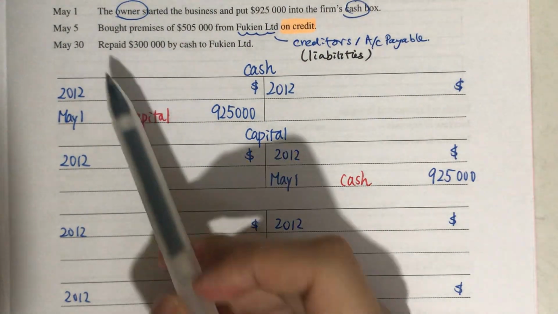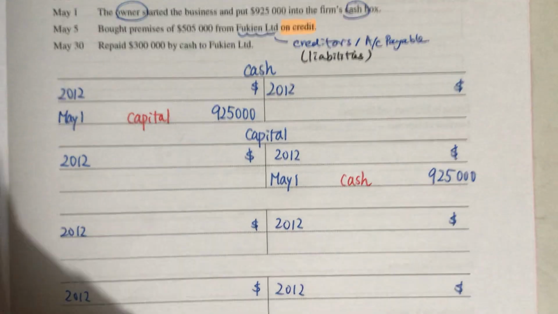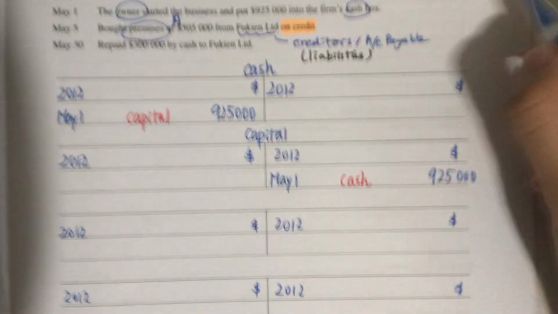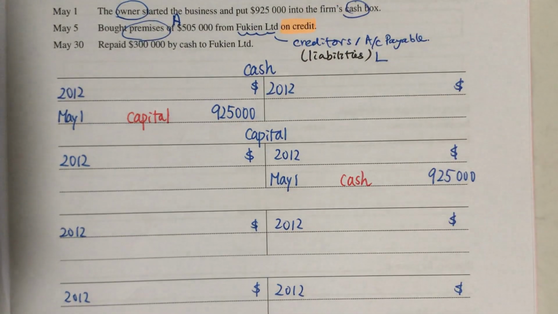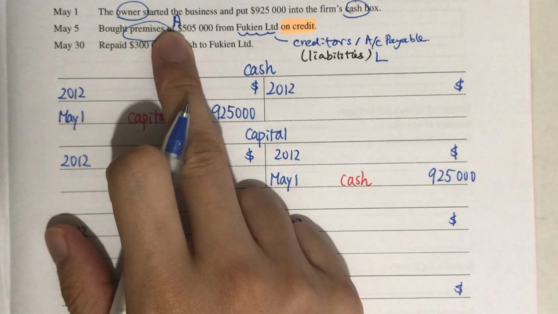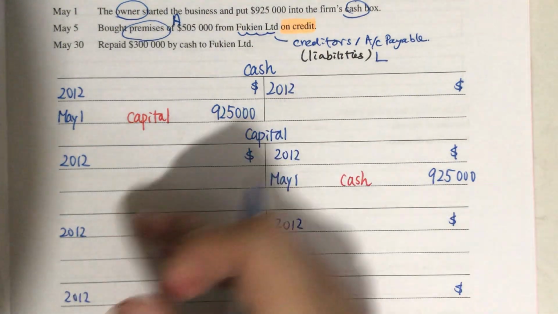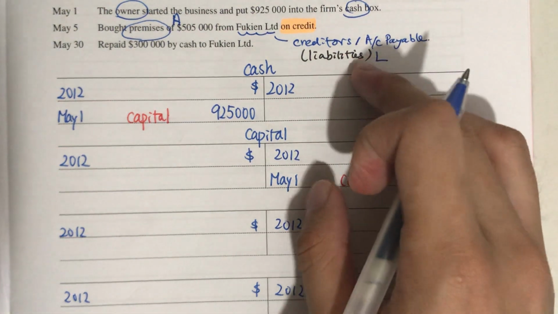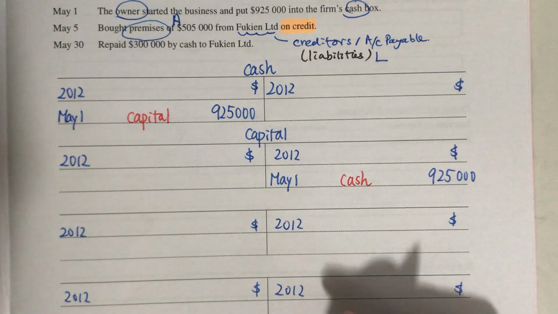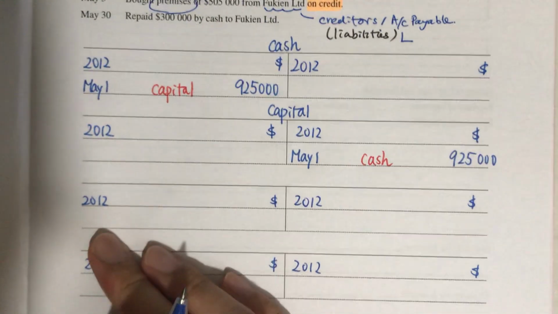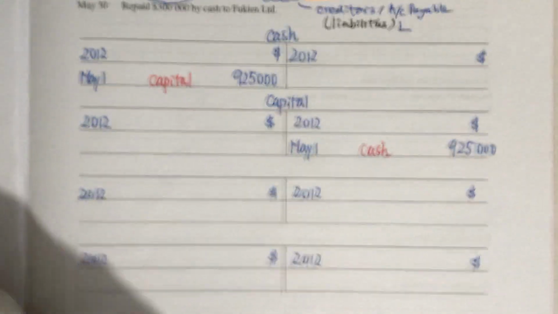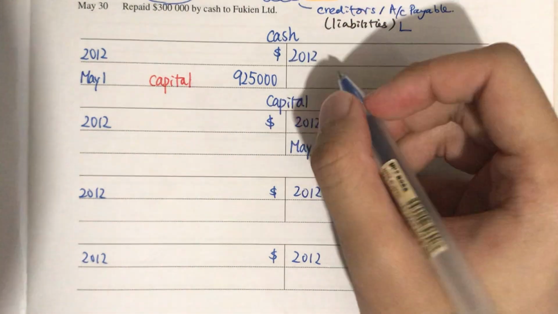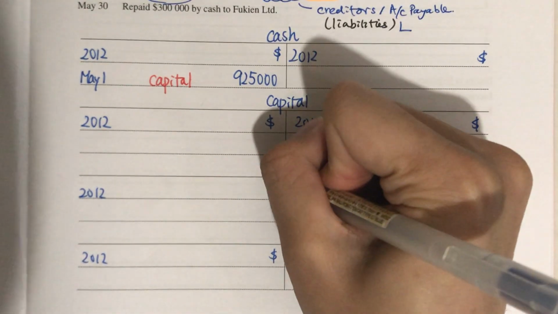And you see we bought premises, so this is an asset and this is a liability. For the increase in asset, we will put it on the debit side, and for the increase in liabilities, we will put it on the credit side. Okay, so this is the end of this transaction. Just put it in the accounts. Okay, for the first one, premises.